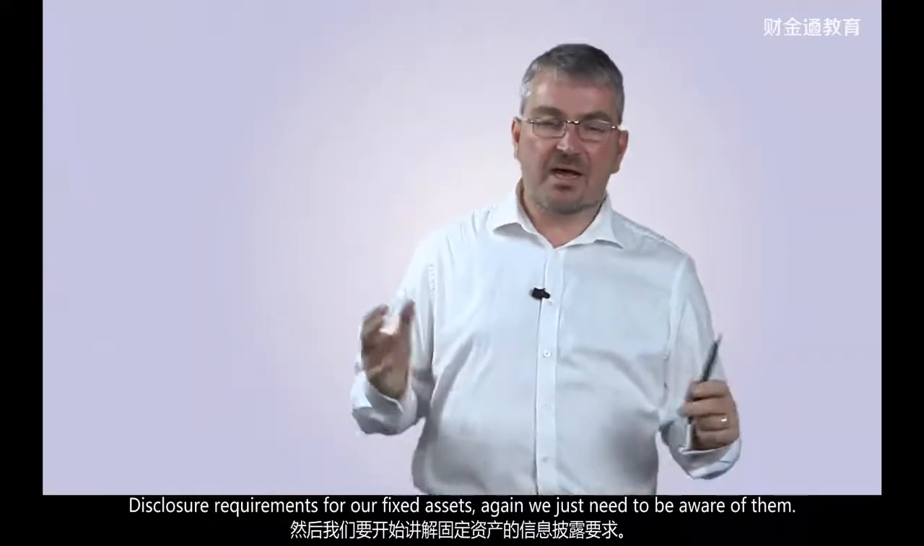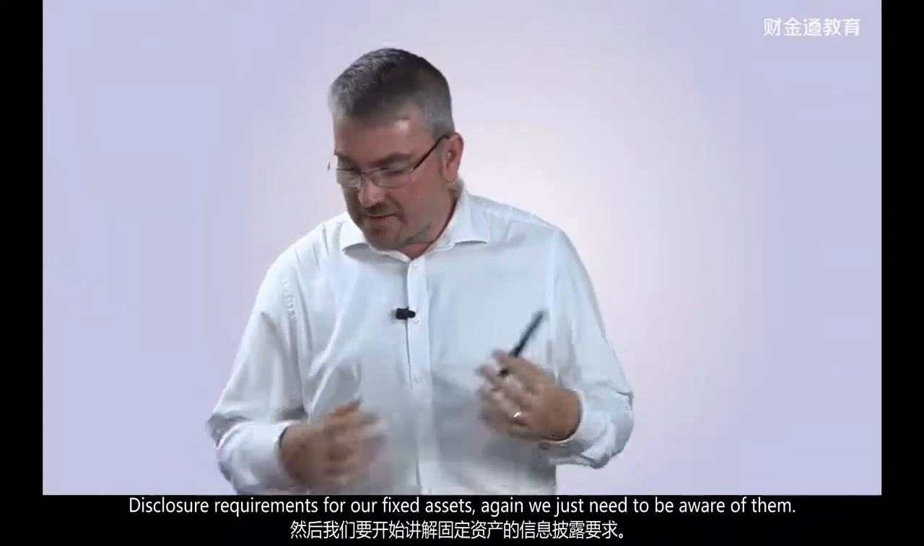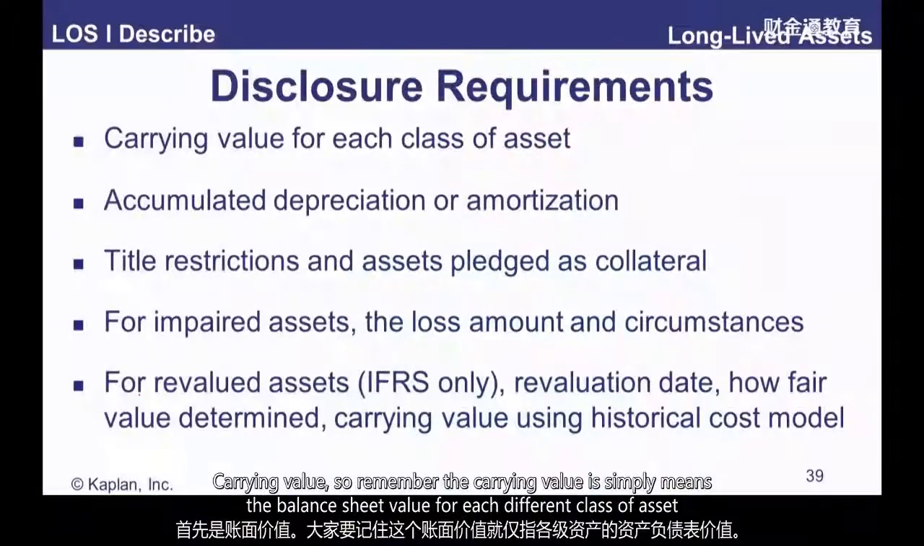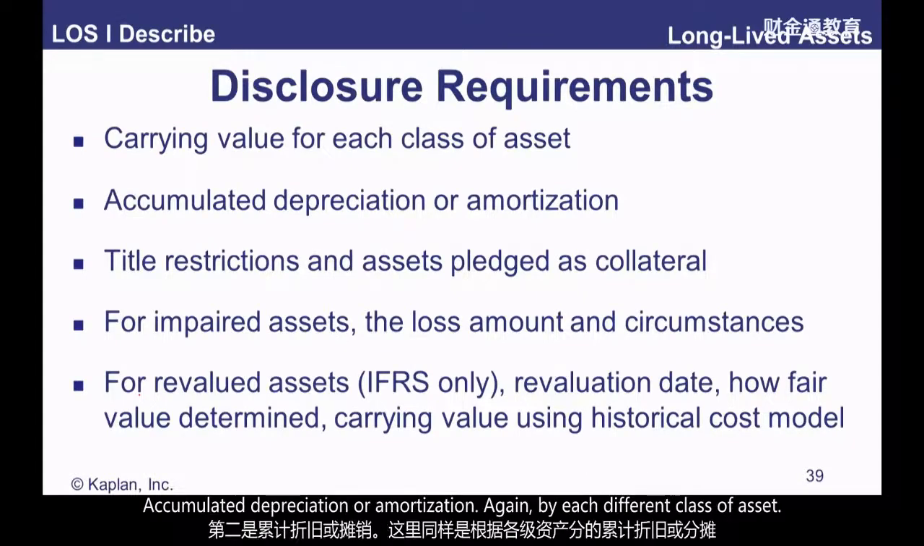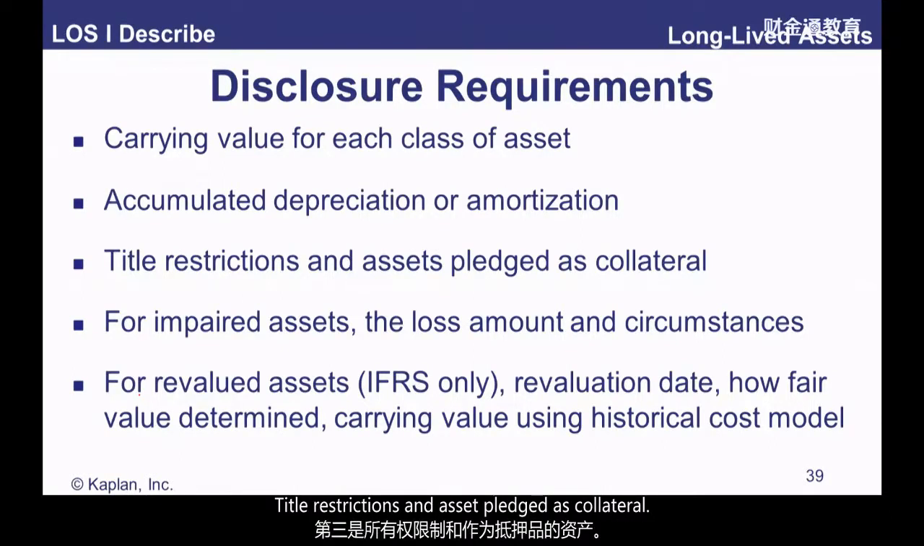Disclosure requirements for our fixed assets. Again, we just need to be aware of them. Carrying value. So remember, carrying value simply means balance sheet value for each different class of asset. Accumulated depreciation or amortization, again, by each different class of asset. Title restrictions and assets pledged as collateral.